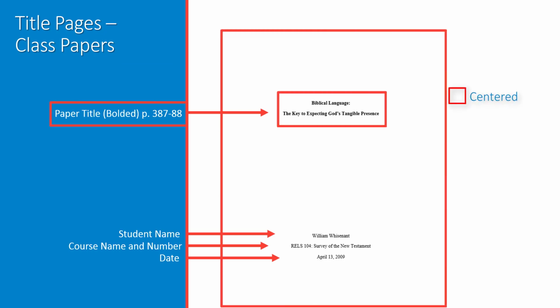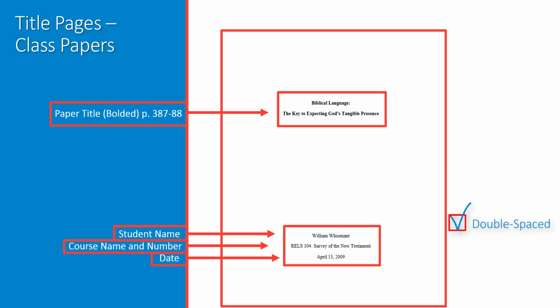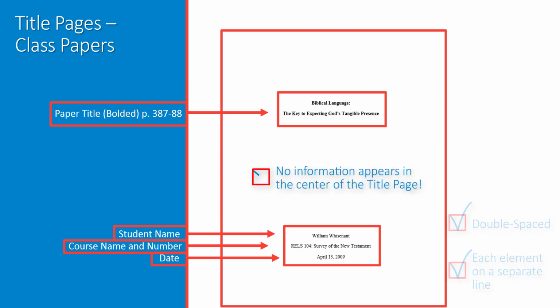The title appears centered at the top third of the page and is double-spaced and bolded. Also, your name, course name and number, and date should appear centered at the bottom third of the paper. That information should also be double-spaced, and each element should appear on a separate line. Please note that no information appears completely in the center of the title page.